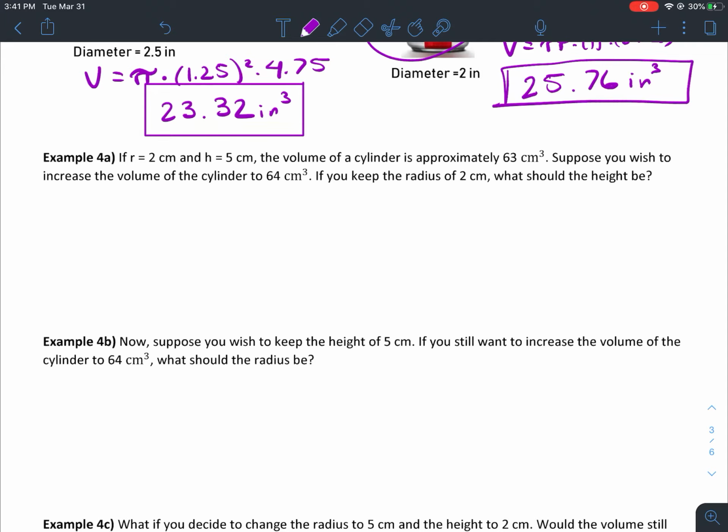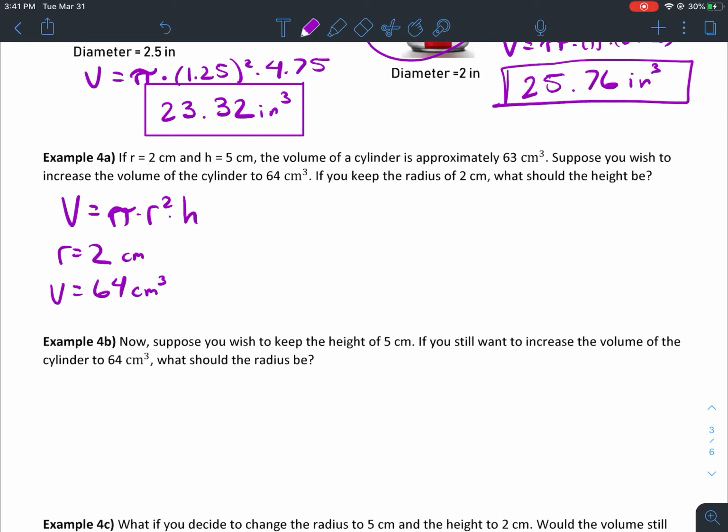So now we are kind of working backwards. Before, we were taking the radius and the height, and we were calculating the volume. Now we're going to take the volume and the radius and work backwards to find the height. So again, we're going to use our formula for the volume of a cylinder, which is volume equals pi times radius squared times the height. So we can go ahead and write down the information we have. We know that the radius is equal to 2, and that the volume is equal to 64.